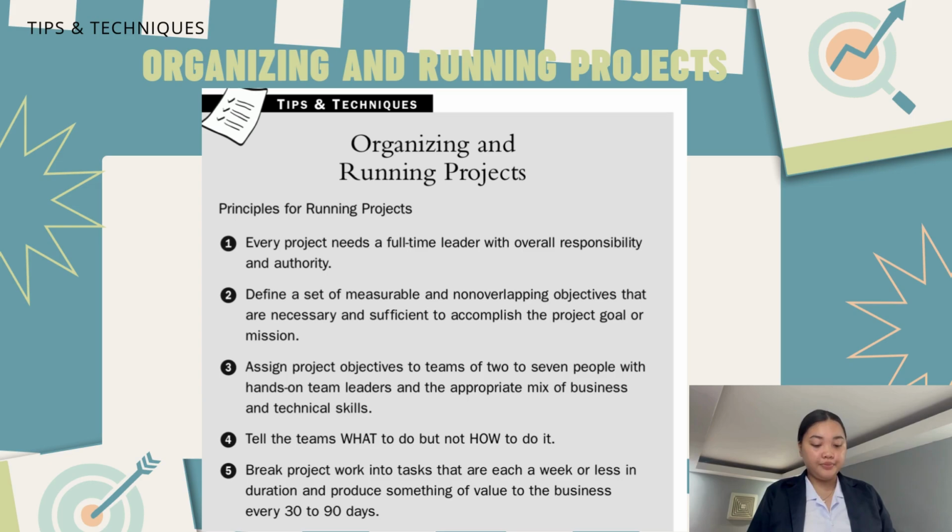Number 5: Break project work into tasks that are a week or less in duration and produce something of value to the business every 90 days. Number 6: Provide project office staff to work with the project leader and team leaders to update plans and budget.